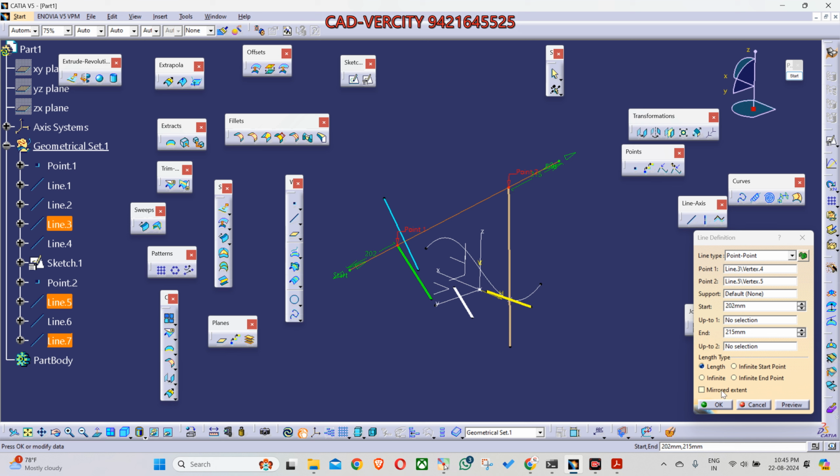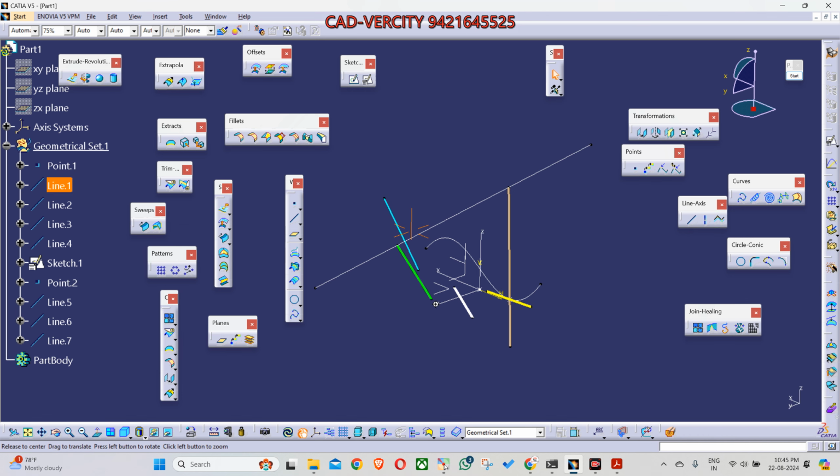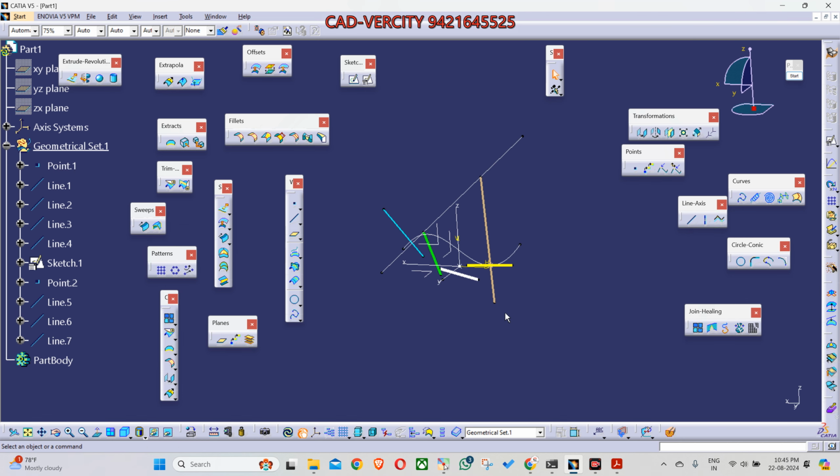You can use mirror extend. What is mirror extend? Both dimensions will be the same. Activate this. See, extend this one till let's say 400 or 350. See, this is also 350. Mirror extend. Press OK. Simple point to point. Any doubt?